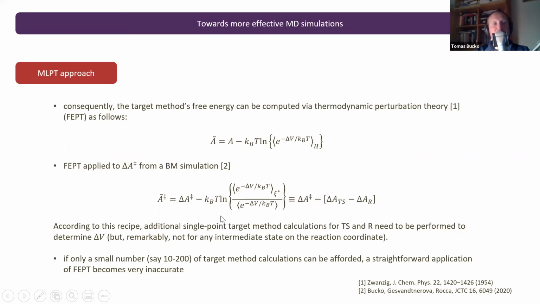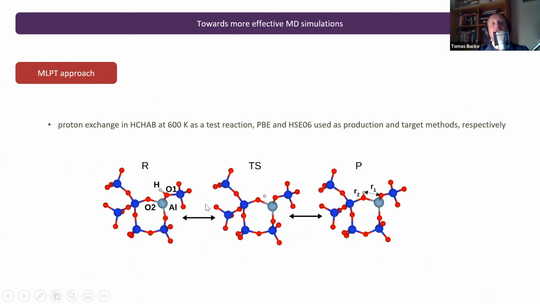Now, according to this recipe, additional single point calculations have to be done in order to compute delta V's, okay, for transition state and reactant configurations, right? Now the question is, if only a small number of target method calculations can be afforded, can we still use free energy perturbation theory? Let us test that. Okay, let's test it on a toy system again. That's the proton transfer from oxygen O1 to oxygen O2 in zeolite chabazite, reactant, product, and transition state.